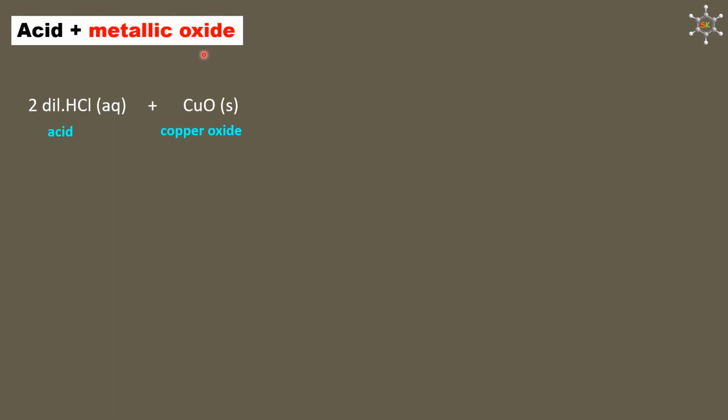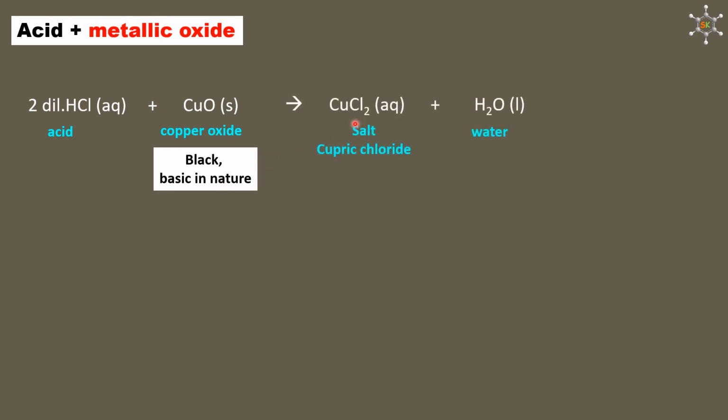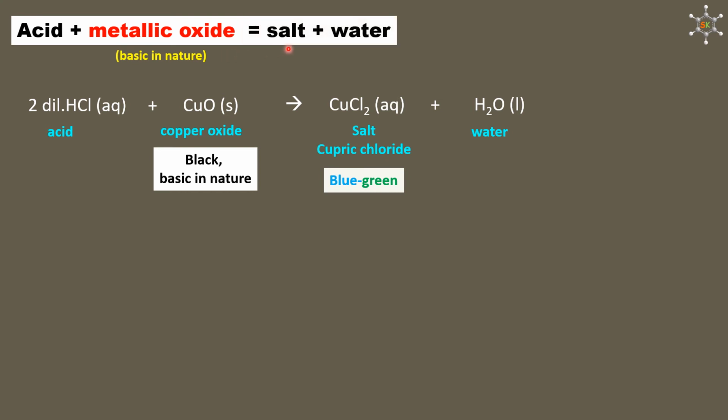Reaction between acid and metallic oxide. Metallic oxide can also be called metal oxide. Here we have chosen copper oxide as the metallic oxide, which is black in color and basic in nature. Reaction between hydrochloric acid and basic copper oxide is just like an acid-base reaction, which gives salt and water as the products. The salt formed in this reaction is called cupric chloride, which is blue-green in color. So we can generalize the reaction as acid reacts with basic metallic oxide forming salt and water.